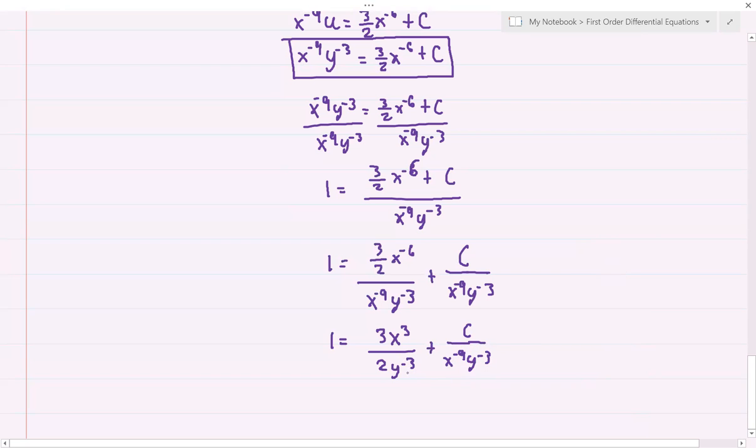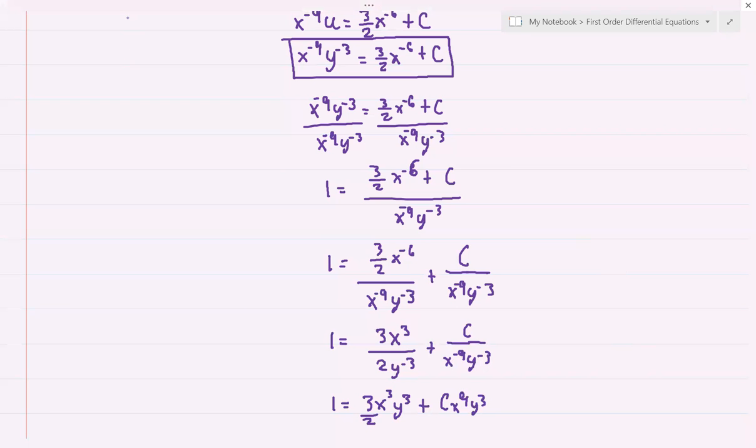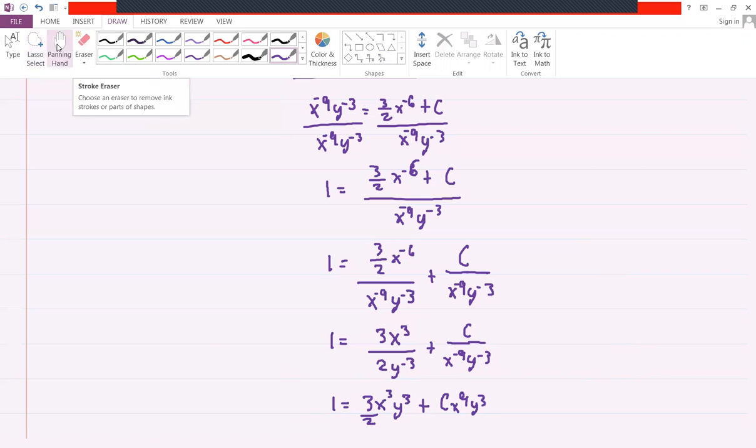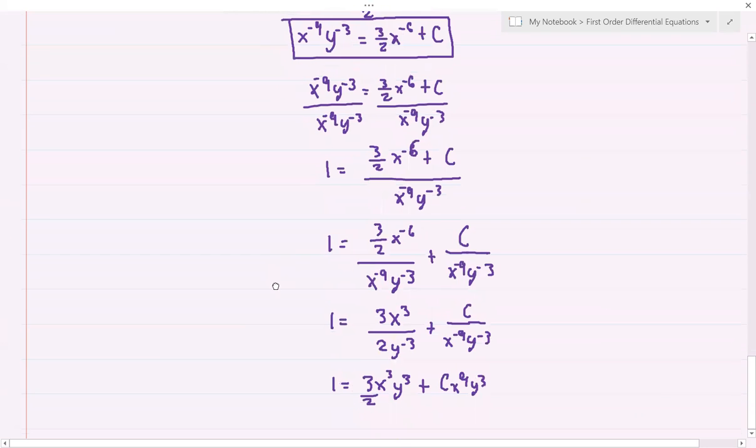So what we're going to do is bring these terms to the numerator by changing the exponent. So we will have 3 halves times x cubed times y cubed plus c times x raised to 9 times y cubed. Okay, that's it. So yes, we can leave this as our final answer, but we can still actually simplify this one.